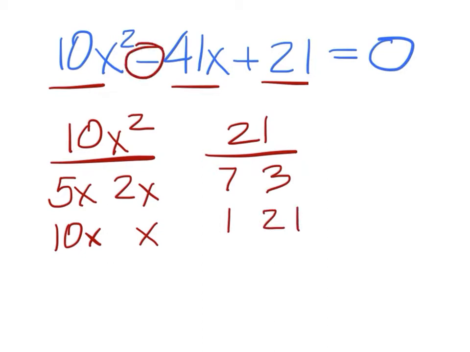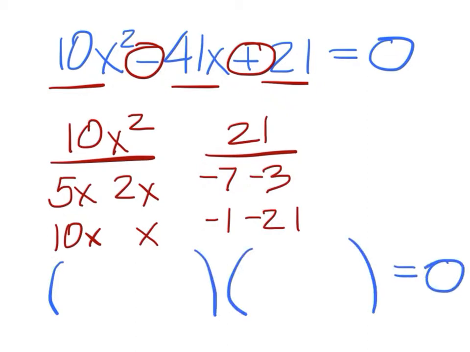And since I have minus plus, what are the signs of the factors? Negatives. They must both be negatives. So I'm going to have two quantities set equal to 0. Where do I start over here? 10x. Where should we start? 5x and 2x.